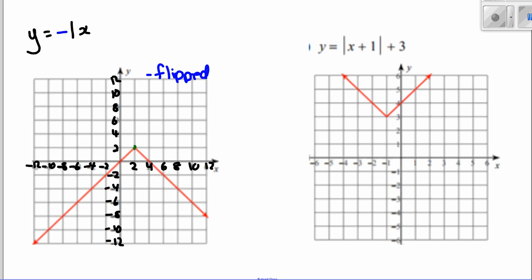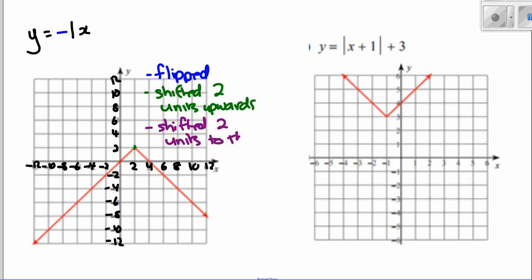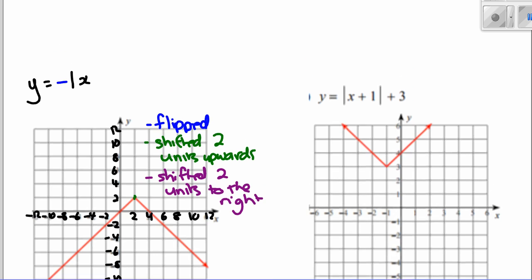So it's shifted 2 units upwards, so in the positive y direction, and it's shifted 2 units to the right, so in the positive x direction, so the opposite side of the bracket. So in here, 2 units to the right, so I should have minus 2 here, because it's the opposite for the horizontal shift, and for the vertical shift it follows the right sign, plus 2. I'm going to try to make it slightly different for you. Didn't mean to put the same one there, sorry.